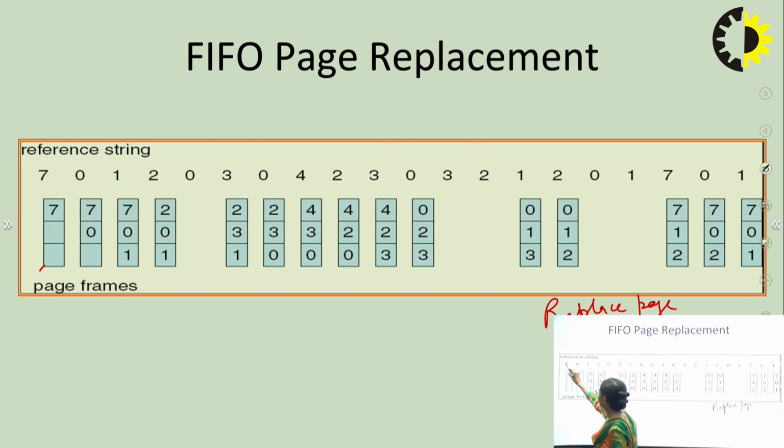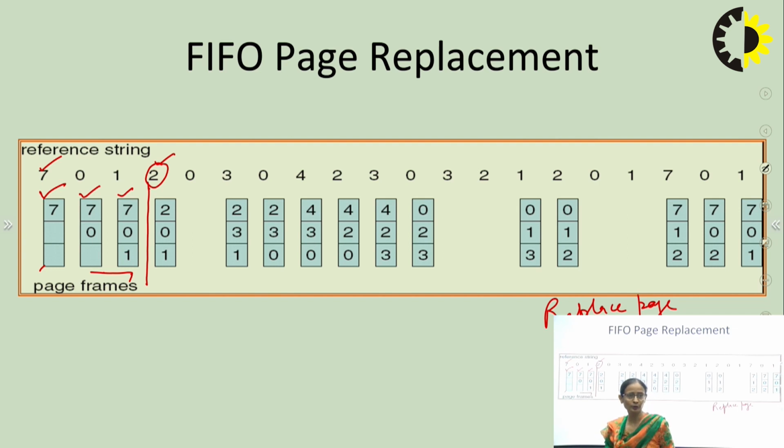So when I need to refer to page number 7, it needs to be brought into memory. So this is my first page fault. Then with 0, second page fault. With 1, another page fault up to here. But when I refer to page number 2, it is not present in the memory. So this again leads to another page fault, and I need to select a victim.